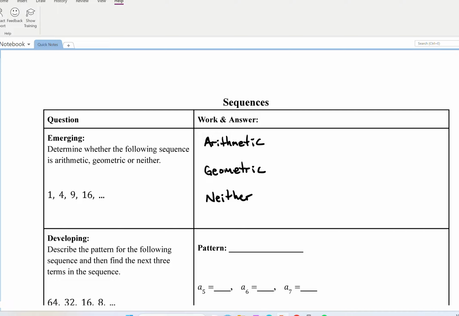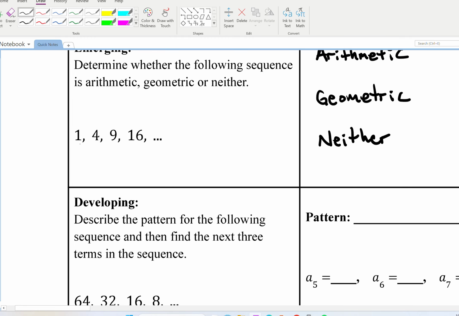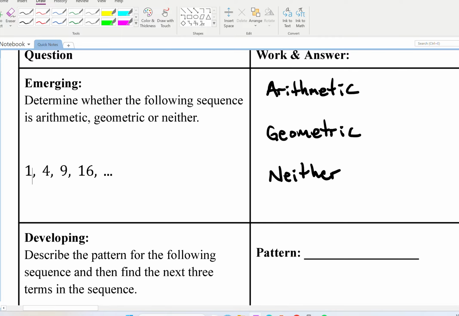This first question asks us to determine whether the following sequence is arithmetic, geometric, or neither. If I look at this, I'd say, well, this would be plus 3. But then if I add 3 to 4, I would get 7, not 9. So I can conclude, since there's not a common difference, that it's not arithmetic.